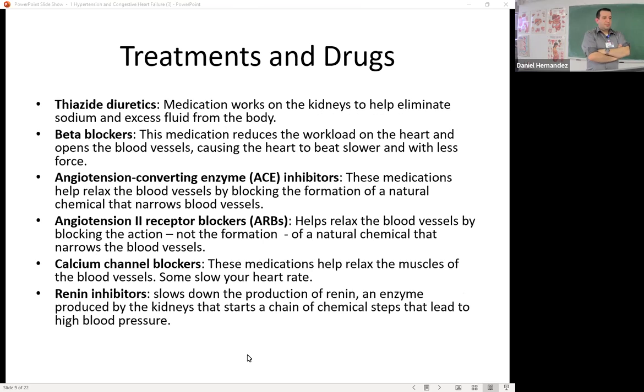So these are a list of some treatments and medications that are widely available and utilized to help patients keep their hypertension under control. The first one would be thiazide diuretics. So this is medications like Lasix. You might hear a patient refer to, I'm on Lasix. This could be taken either intravenously or in pill form. These are medications that work on the kidneys to help patients eliminate sodium.